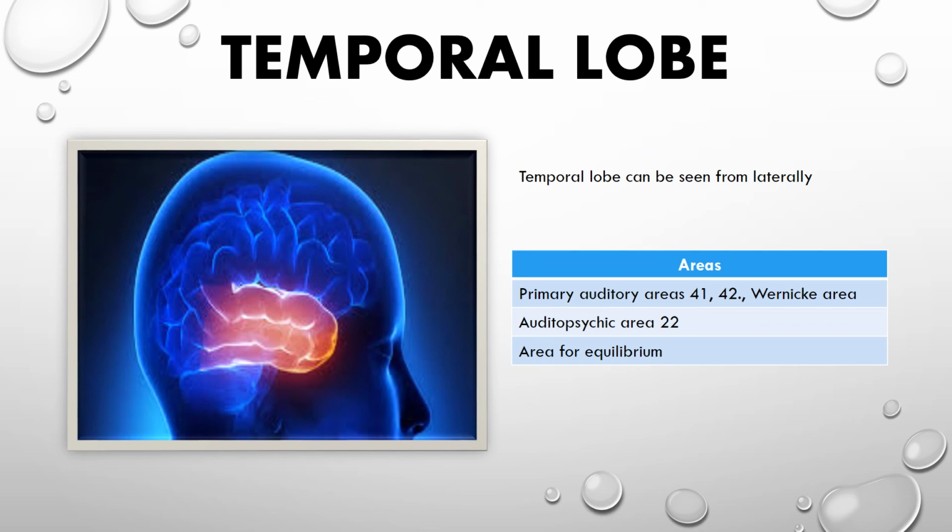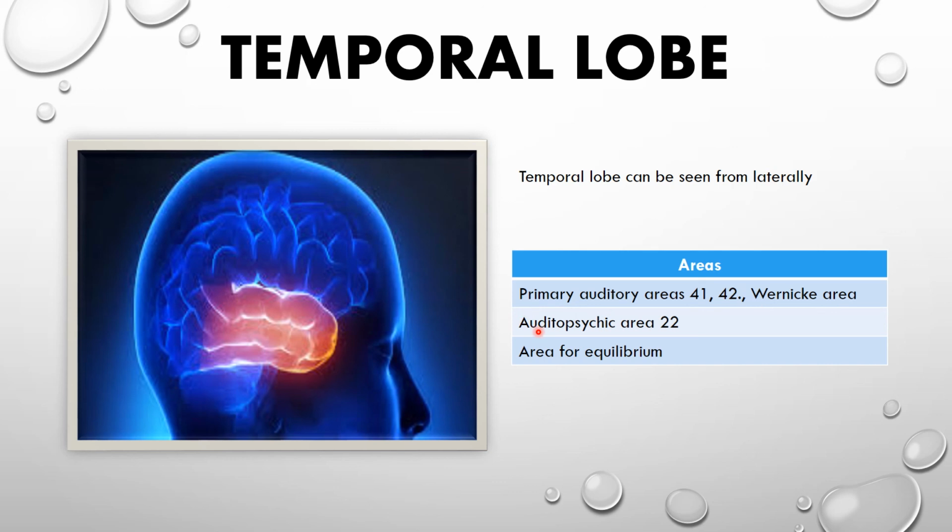So now let's see the temporal lobe. We can see the temporal lobe from the lateral aspect. It is present below the parietal lobe and in front of the occipital lobe. The main areas of the temporal lobe are area number 41 and 42, which is the Wernicke's area, the receptive speech area, which perceives the speech, the spoken words.